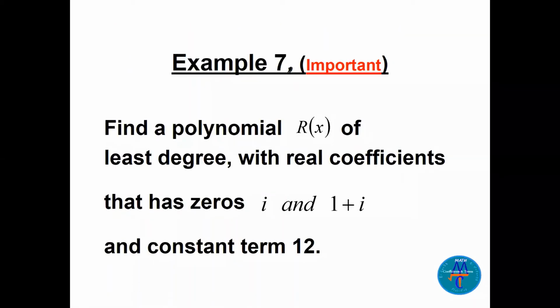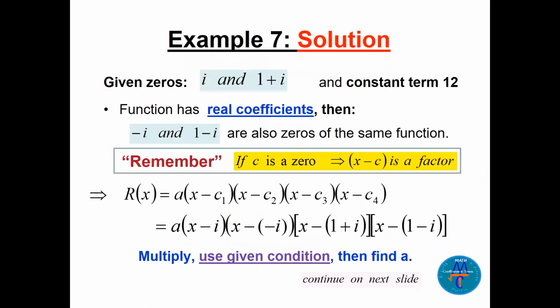Now example 7 says, find a polynomial r of x of least degree with real coefficients that has zeros i and 1 plus i, and constant term 12. So there is a condition here on the function, the constant term is equal to 12. And then we have 2 zeros there, i and 1 plus i. So we have real coefficients. That means the conjugate of i is minus i. The conjugate of 1 plus i is 1 minus i.